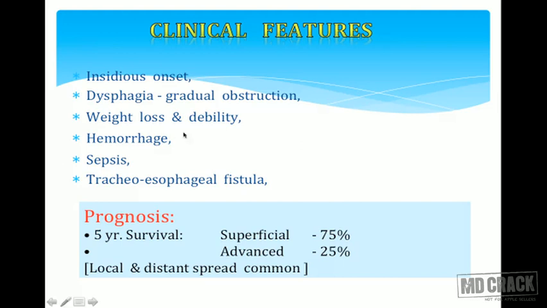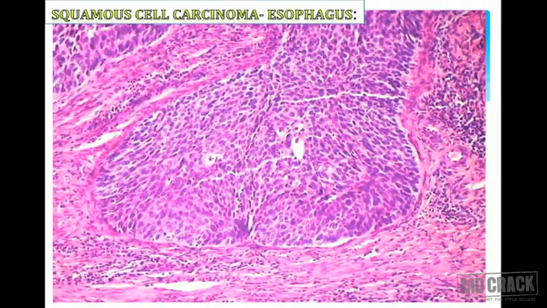The patient will have severe weight loss and even debility. Hemorrhage can occur if there is a mucosal erosion. Sepsis can occur, and it can even lead to a tracheoesophageal fistula. It is very much known for its spread to the adjacent group of lymph nodes. But survival is not so good. If it is very superficial, 75% of the cases will survive with treatment. But most of the time they will present with an advanced case, so local and distant spread is very, very common. So advanced stage will not have a good survival rate. They have a very bad prognosis.